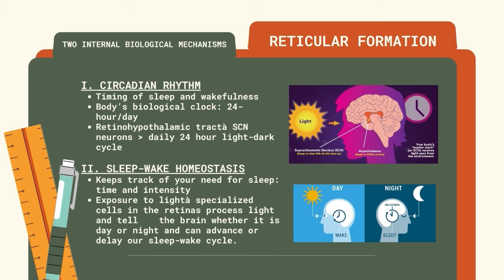So you have two internal biological mechanisms. First is your circadian rhythm. You are very familiar with this. It refers to the daily fluctuations of wakefulness, body temperature, metabolism, or release of hormones. Those factors can actually affect your circadian rhythm. This is just your body's biologic clock that will control the timing of your sleep and wakefulness.